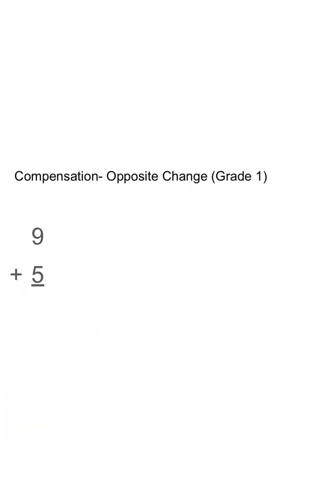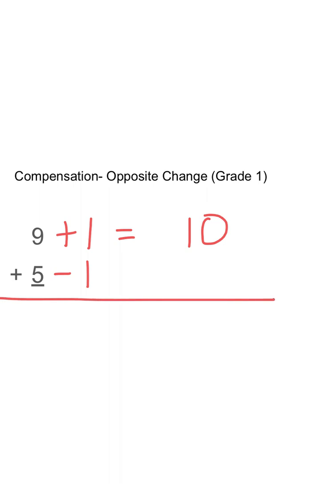Okay, compensate opposite change. This is one of my favorites. Now, first graders do this, only we usually call it break aparts. But if I add 1 to get to the 9 to make it 10, I have to subtract 1 to make it a 4.